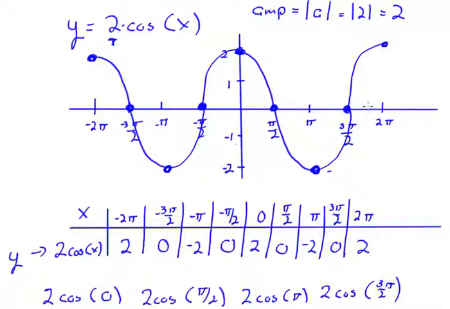Well, that's our amplitude change. Instead of going up to 1, the graph went up to 2, and it went down to negative 2. So there's our axis across that axis right there. There you have it.